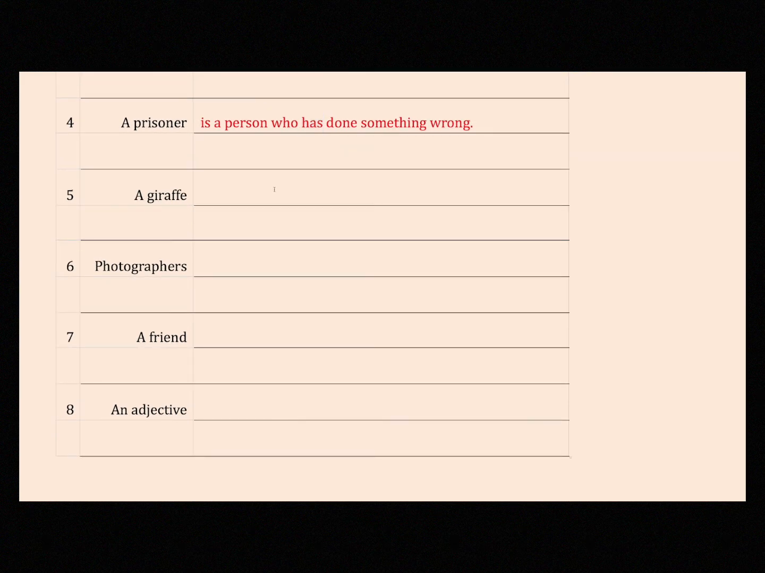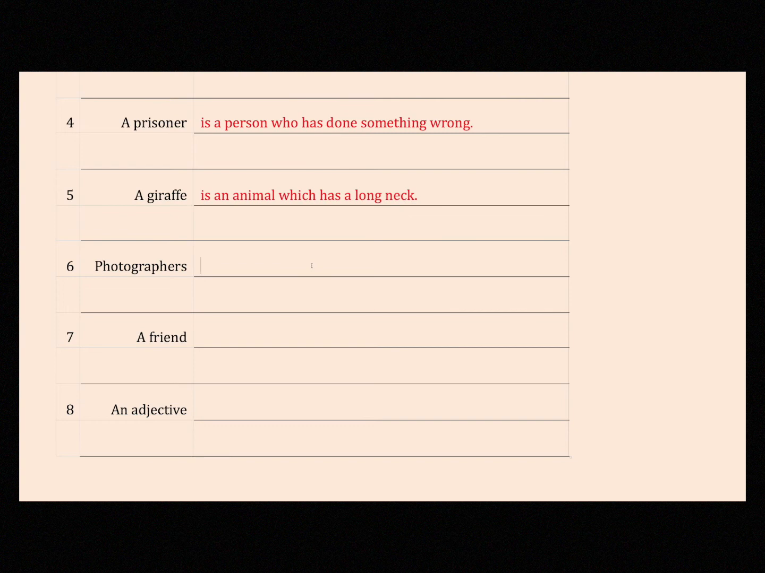Let's also look at one more example. A giraffe. A giraffe, say it's an animal. And then for animal, we're going to use which to refer to it. A giraffe is an animal which has a long neck. Okay? So which is to talk about an animal because it's a thing. And then we use has here instead of have. It's an animal, it's a singular noun. And that's why which, it's also singular. That's why we use has instead of have. Okay?